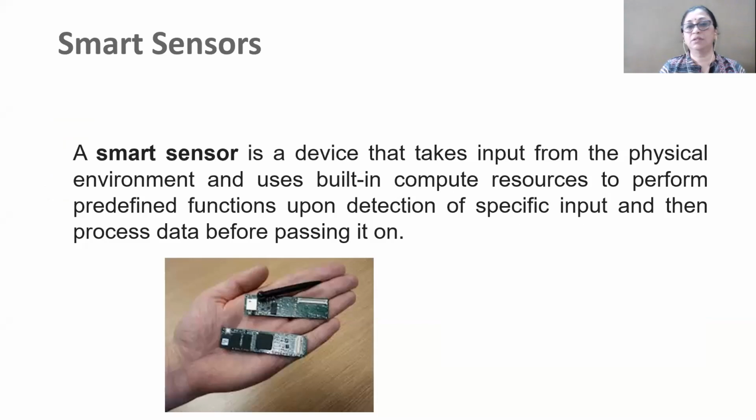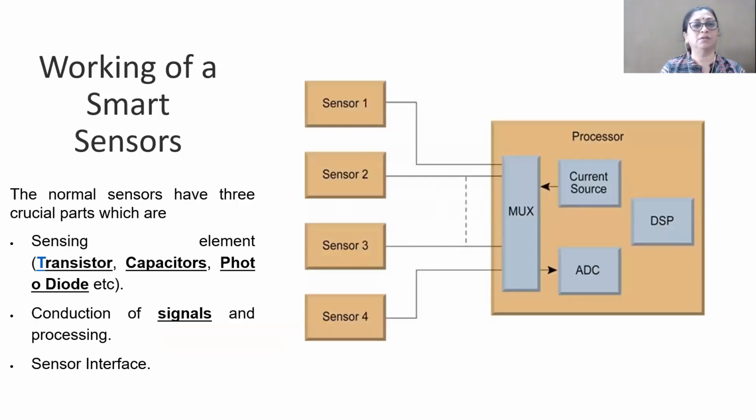As you can see here, this particular picture shows a smart sensor. This is a sensor which takes input from the physical environment and uses built-in computing resources to perform some predefined functions upon the signal detected by the sensor. After processing, it will provide data to the user. This is the definition of the smart sensor.